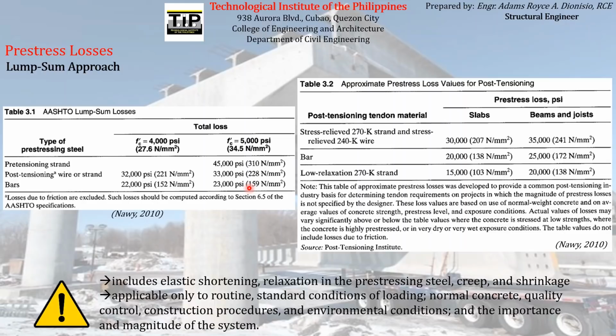And you just have to keep in mind that for this lump sum approach, these total losses you are seeing here from AASHTO and the Post-Tensioning Institute are applicable only to routine or standard conditions of loading. So you have to comply with that particular requirement first before you can use the lump sum approach. So again, the lump sum approach is usually used for routine standard conditions of loading.